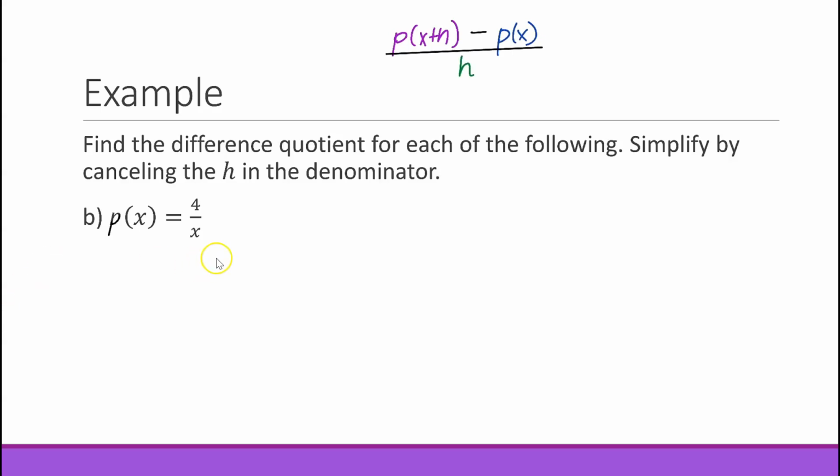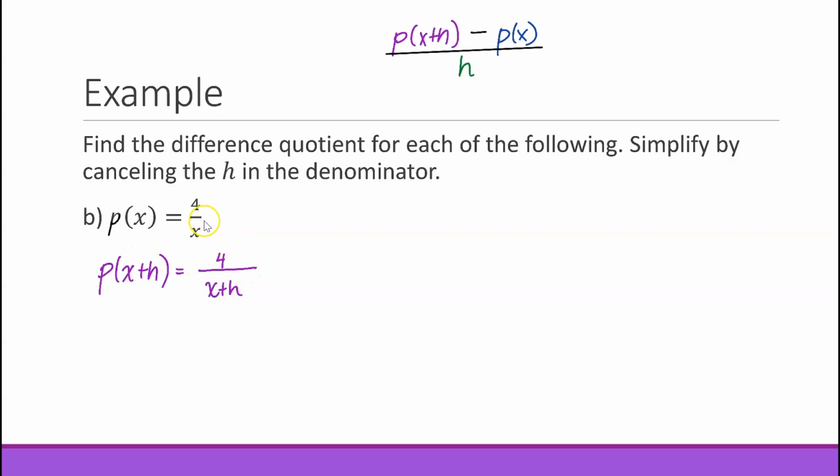Now, once again, I have the function p of x, 4 over x, so I have that top right-hand part of the difference quotient. I need p of x plus h, so I'm going to do some scratch work on this left-hand side to think about what is p of x plus h. So p of the quantity x plus h is replacing the x with the quantity x plus h. So it's going to look like 4 all over the quantity x plus h. So we are replacing any x variable in the original function with the quantity x plus h.